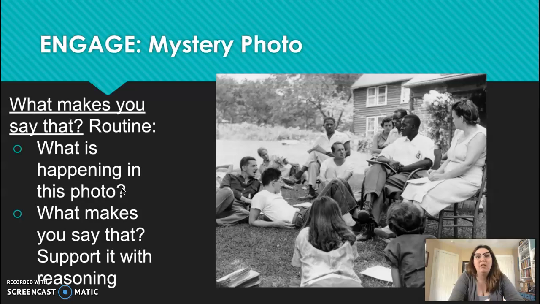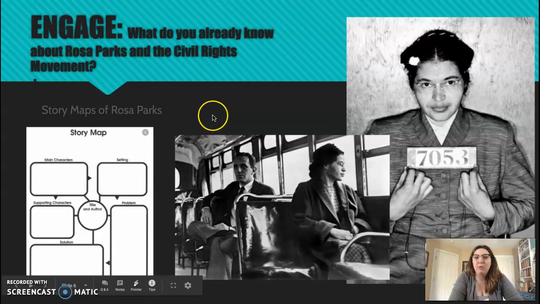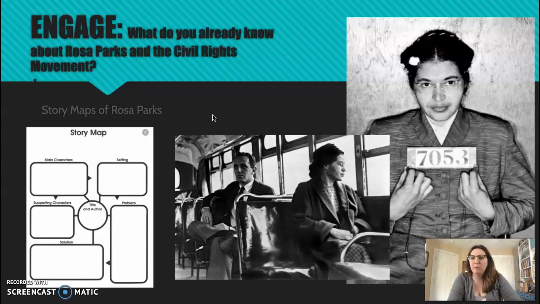And you can use them in lots of different ways in social studies for history, but I like to use them in Engage to get students really interested in the topic that we're going to learn about. So I'm going to let you know that both those photos do have something to do with Rosa Parks, and today we're going to focus on learning a little bit more about her. And I might say, how many of you know a lot about Rosa Parks already? And most people raise their hand.